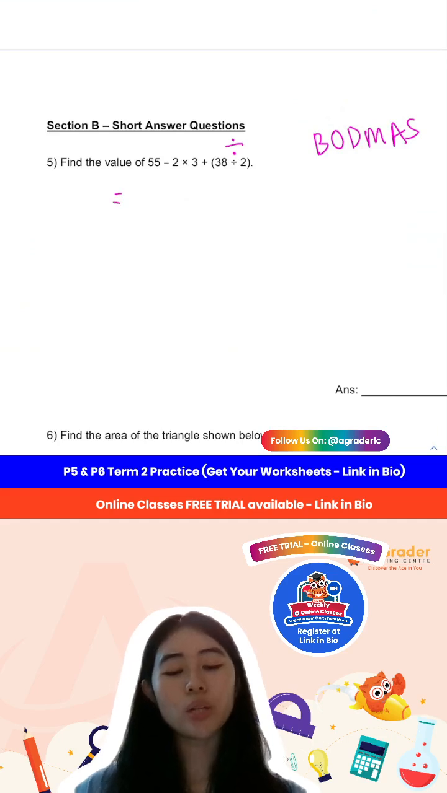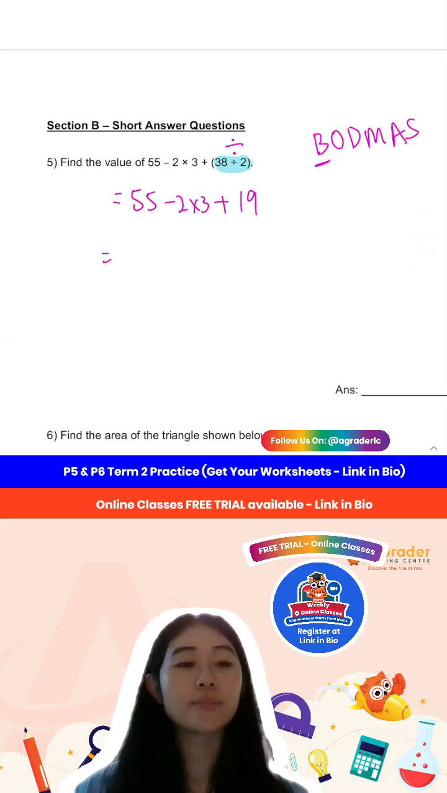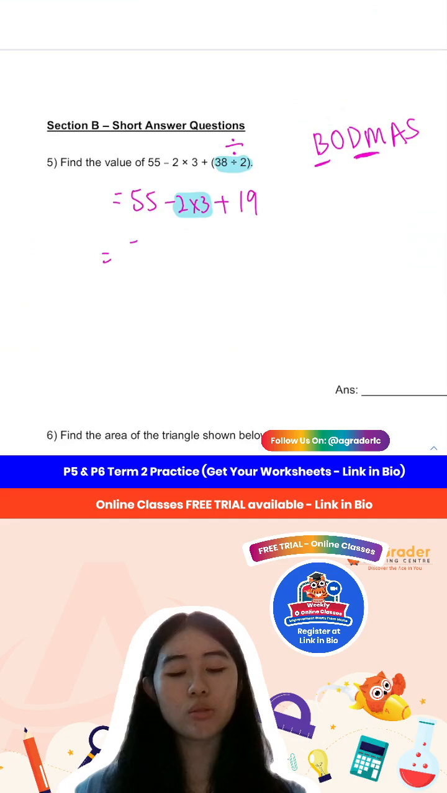So let's go through. According to BODMAS, you're supposed to do bracket first, huh? So let's look at within the bracket. Within the bracket, you have 38 divided by 2. So that is 19. So you're done with the bracket. And then now we can do division or multiplication. Right. So in this question, you're only left with multiplication. So you're going to work on the 2 times 3, which is 6.